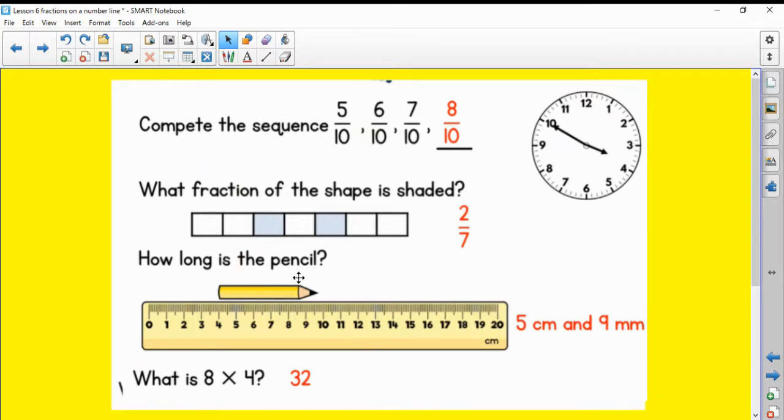Now the pencil starts at the number 4, somebody doesn't know how to use a ruler, and it ends just after 9.5. We count up from 4: 1, 2, 3, 4, 5 centimetres and 9 millimetres. A little bit tricky to see that one. What is 8 times 4? That's 32. Well done.